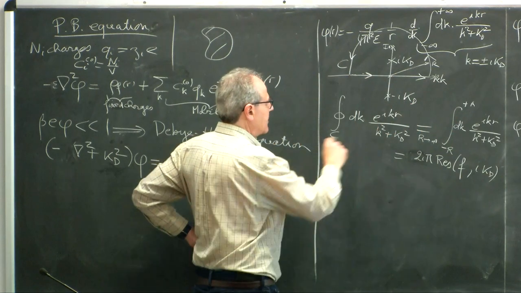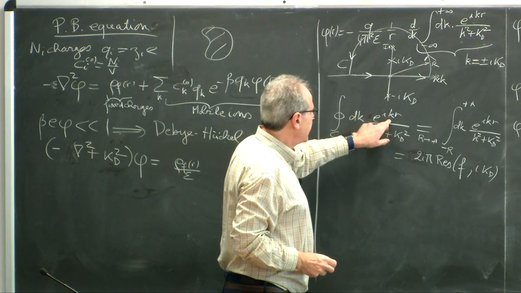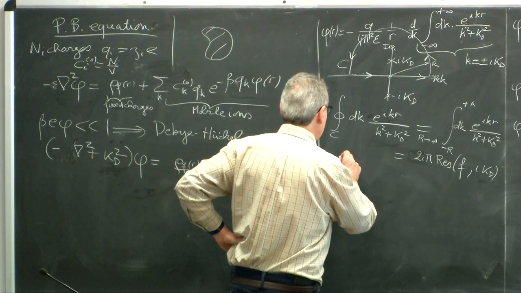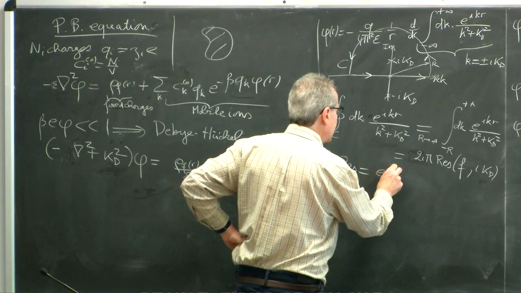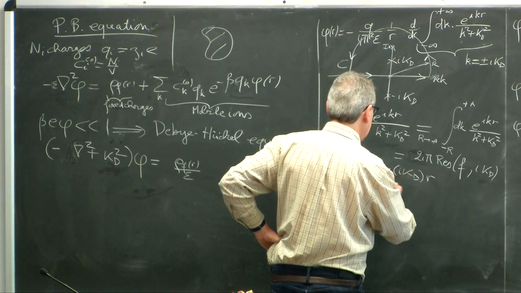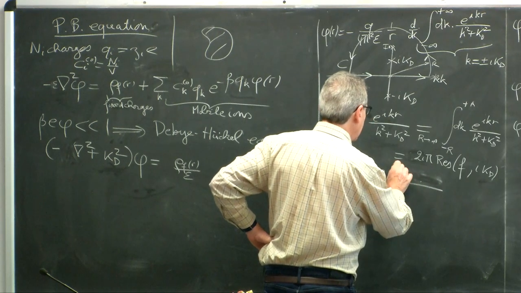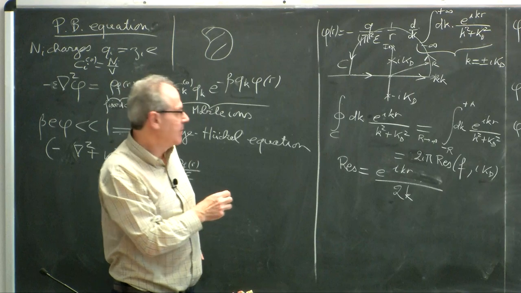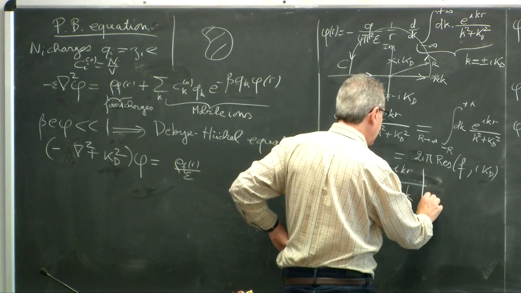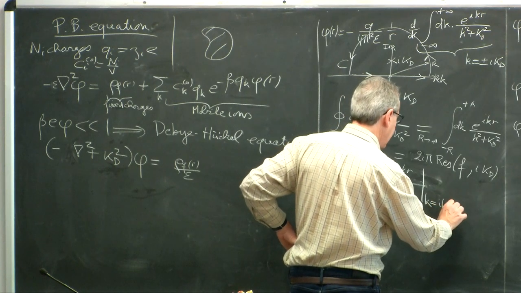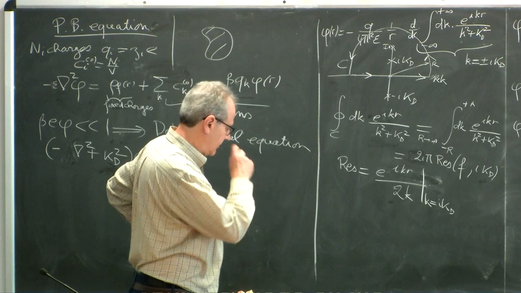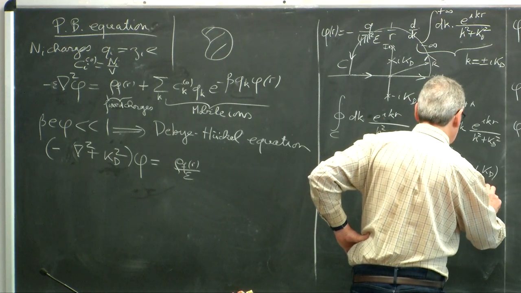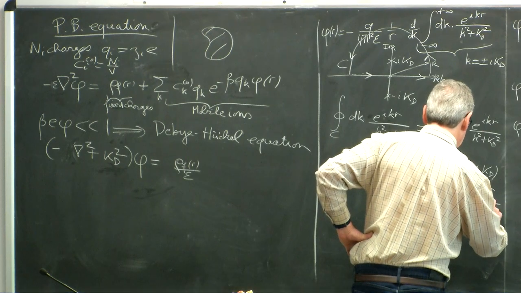And the residue of the function at the pole is the value of the function where k is replaced by this, divided by the derivative of the denominator. So the residue is equal to e to the i k r divided by 2k, right? It's the numerator divided by the derivative of the denominator taken at k equals i kappa d. So it is equal to e to the minus kappa d r divided by 2i kappa d.